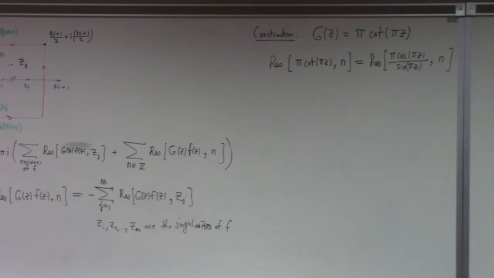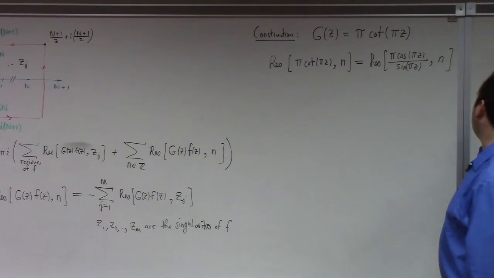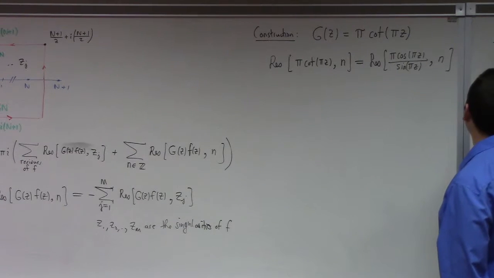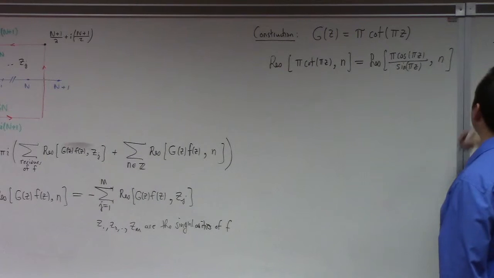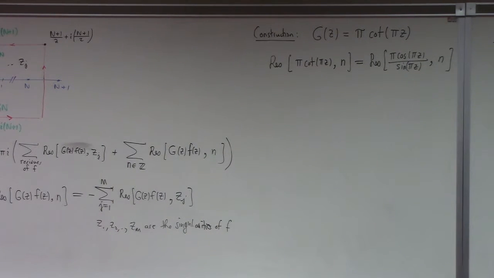Okay, so this problem: z to the fourth over sine z. You're asked to calculate the residue at 0. I don't think any of the rules are helpful for this one. Maybe the generalized rule. We don't know that yet, though. So the way I thought about it was just this.